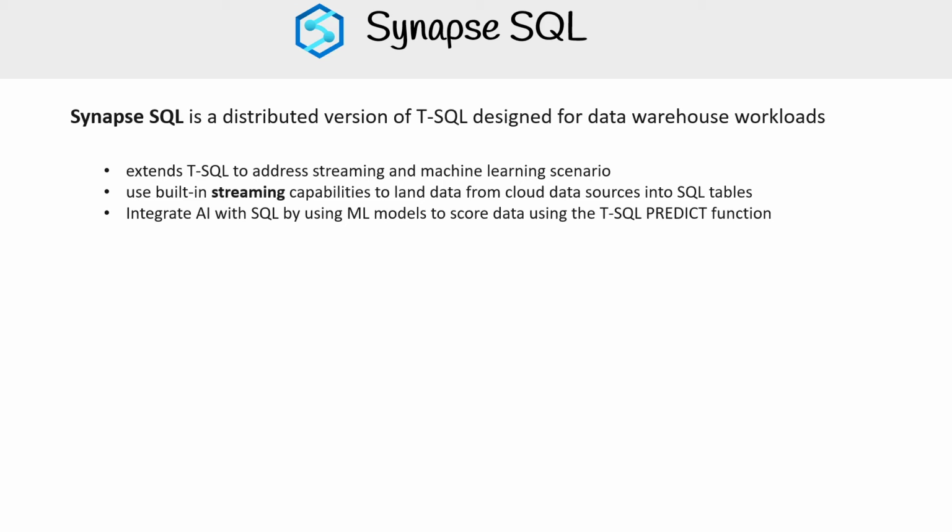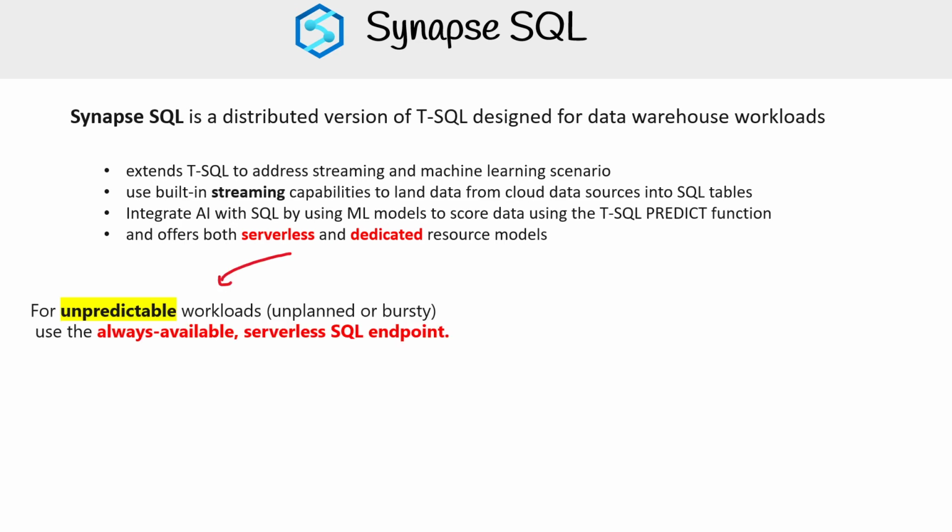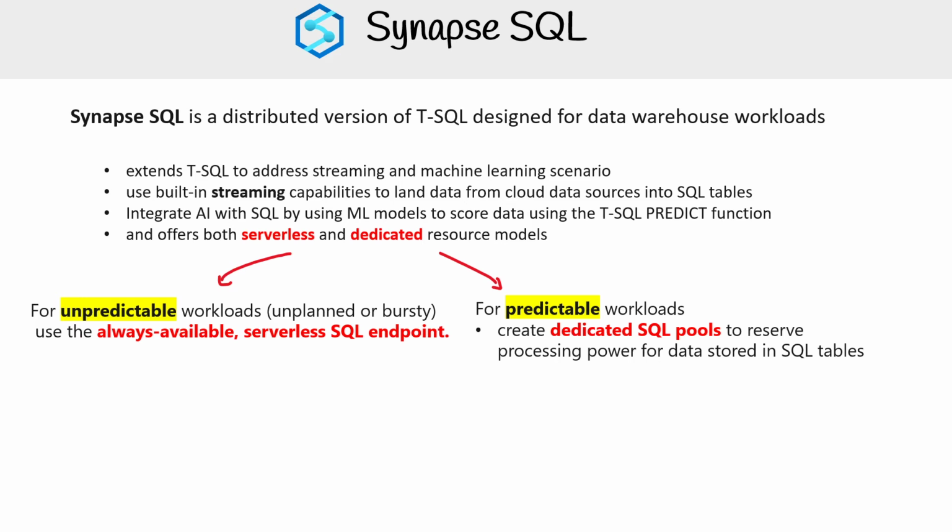with SQL by using ML models to score data using the T-SQL PREDICT function, and offers both serverless and dedicated resource models. So for the serverless side, this is great for unpredictable workloads, so unplanned or bursty workloads. Use the always available serverless SQL endpoint as our option. For predictable workloads, we create dedicated SQL pools to reserve processing power for data stored in SQL tables. So here we're talking about dedicated SQL pools and others.